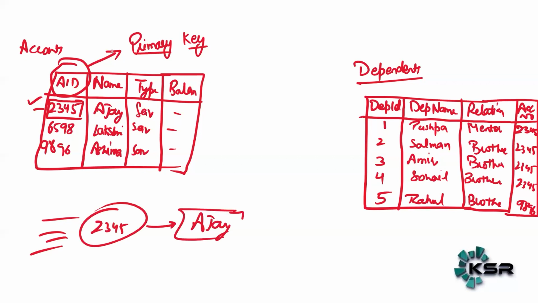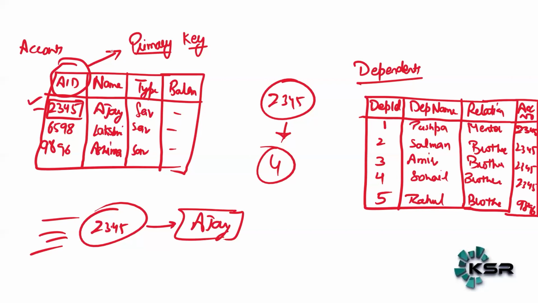Now if you want to get the dependents of Ajay, will you get it? Yes. You can simply go to this table and say give me the dependents of 2345. It will say okay, these are the 4 dependents, isn't it? Yes. So this is how the normalized database design will be created.